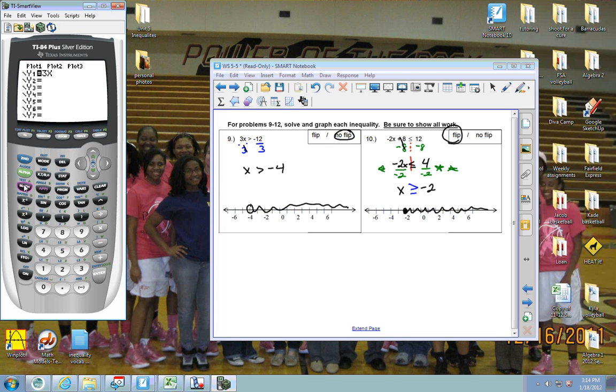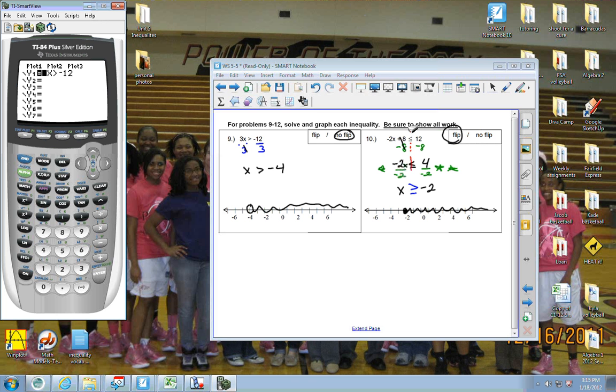Now let's go to the math button. Maybe it's second math. It sure is. I'm going to go down here to the greater than symbol, which is number 3. Press enter. And I'm going to type in negative 12 and press graph. See how it starts over here at negative 4 and it's shading? It's telling me which way to shade. The only thing it doesn't tell me is open dot or closed dot.